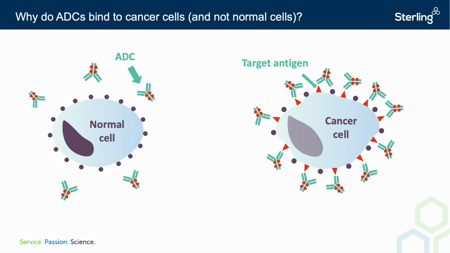The normal cell on the left of the slide does not interact with the ADC because it lacks the appropriate antigen. When the normal cell transitions to a cancer cell, there is a change in gene expression which leads to a change in cell surface antigens. The ADC targets one of these cancer cell specific antigens, or at least an antigen that is expressed in much higher levels on the cancer cell compared to the normal cell.